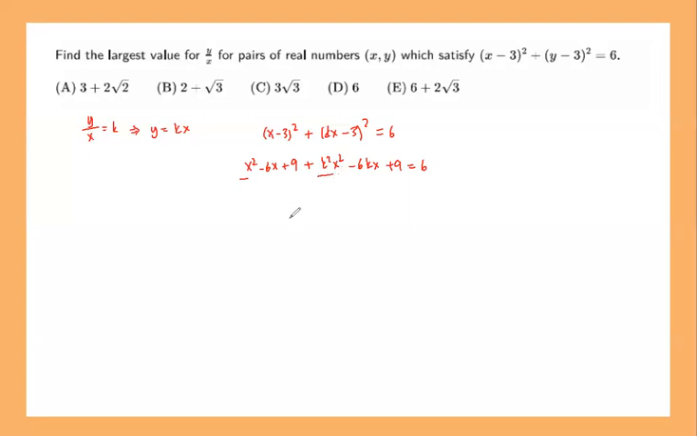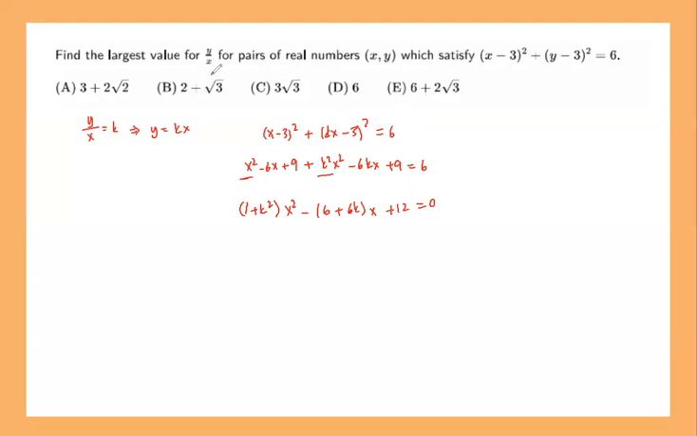This is a square term, this is a square term, and if we pull these together, we get 1 plus k squared times x squared. Then we have negative 6x and negative 6kx, so I can pull out negative (6 plus 6k) x. Then that's 18 on the left and 6 on the right, so that will be 12 on the left.